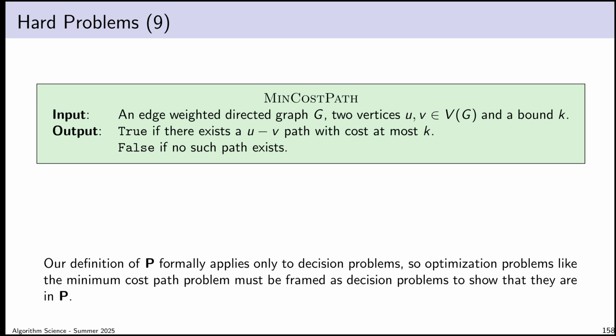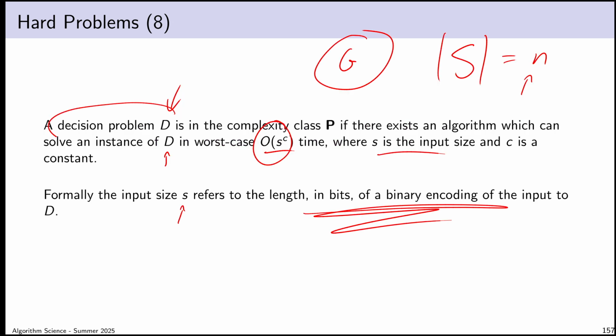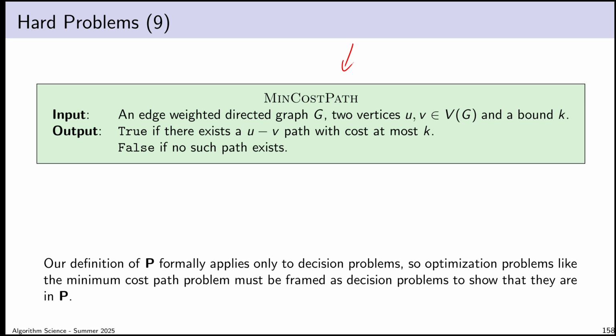Okay, so let's take a look at a decision problem. Here it is. Here's min-cost path. Our definition of P, as you saw in the previous slide, talks about decision problems. A decision problem D is in the complexity class P. There are generally considered to be separate complexity classes for problems like counting problems and optimization problems. I won't get into that here, so we're going to adopt a very simple definition of the class P that applies only to decision problems.